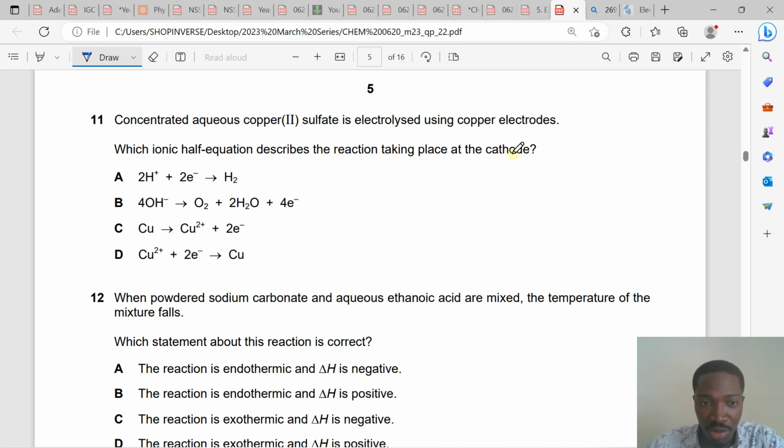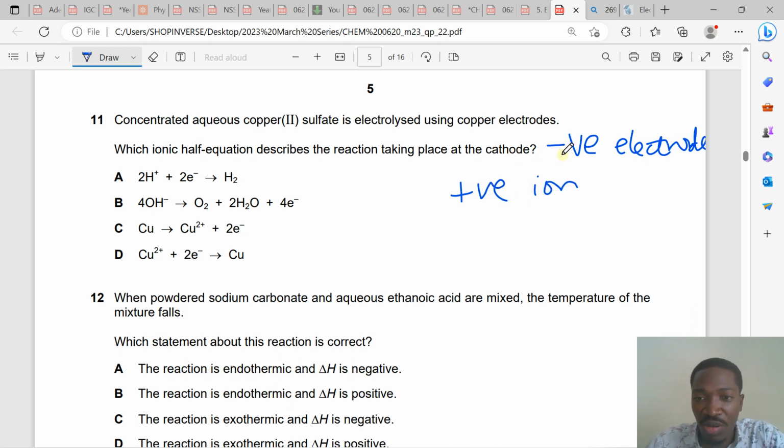At the cathode. What is happening at the cathode? At the cathode, the cations go to the cathode, and the cathode is the negative electrode. The cations migrate to the cathode, and the cations are the positive ions. So the positive ions migrate to this negative electrode, okay?